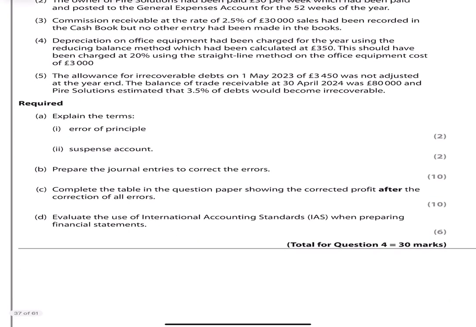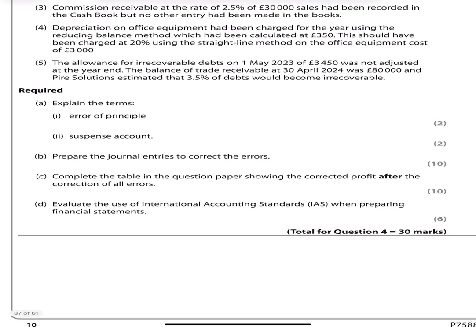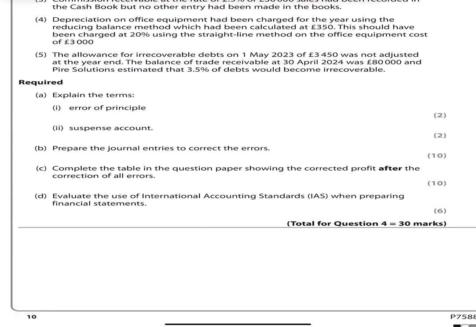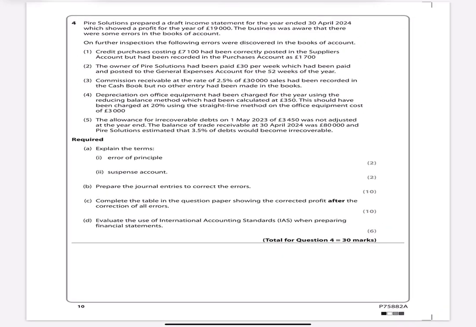Required. Part A: Explain the term error of principle. Explain the term suspense account, 2 marks each. Part B. Prepare the journal entries to correct the errors, 10 marks. Part C. Complete the table in the question paper showing the corrected profit after the corrections of all errors, 10 marks. Part D. Evaluate the use of international accounting standards when preparing financial statements. For this question, 30 marks in total. Now, let's go through each type of error and how we conclude with the journal entries.